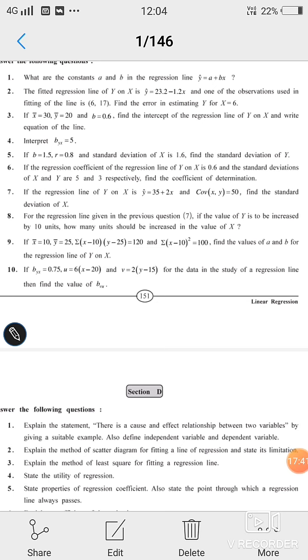Sum number 6 now. If the regression coefficient of the regression line y on x is 0.6 and the standard deviations of x and y are 5 and 3, find the coefficient of determination. Here we have to find out that.